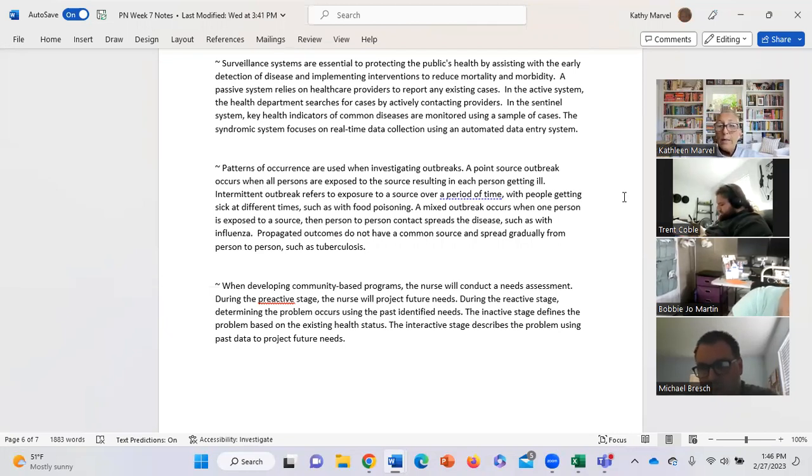And then there's an intermittent outbreak, which is exposure over a period of time, with people getting sick at different times. That could be food poisoning. Let's say the lettuce was contaminated and people ate it over 2 days. People were exposed at different times and they're going to get sick at different times. Then there's a mixed outbreak, which you can read about, and a propagated outbreak. So you need to know the difference between the four different patterns of occurrence.